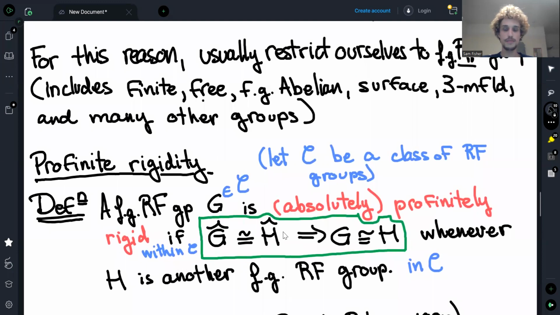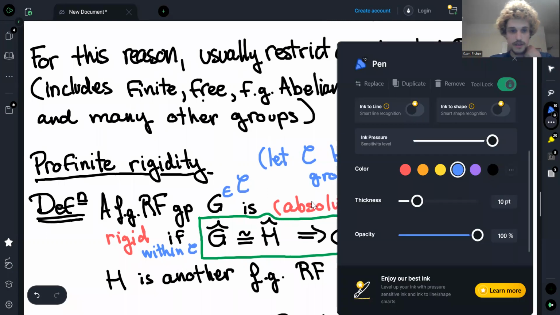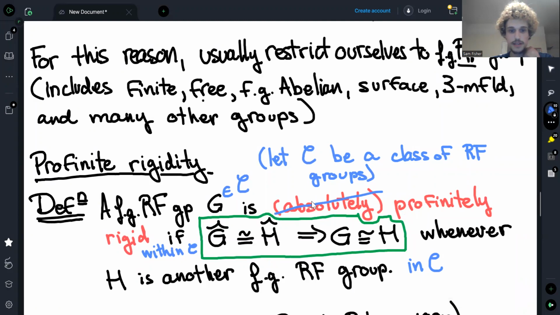So proving that groups are absolutely profinitely rigid is usually very, very hard. So it often makes sense to restrict ourselves to some smaller class of groups than the class of all finitely generated residually finite groups. So, okay, this is where the blue comes in. Let's let C be some class of residually finite groups, and now assume that G is in C. Now the absolutely part goes away, but we say that some group G in C is profinitely rigid within the class C if, again, the same thing happens. So whenever G hat was isomorphic to H hat, that was only because G was isomorphic to H in the first place. And then here you ask that H is finitely generated residually finite, but also was in C to start with.